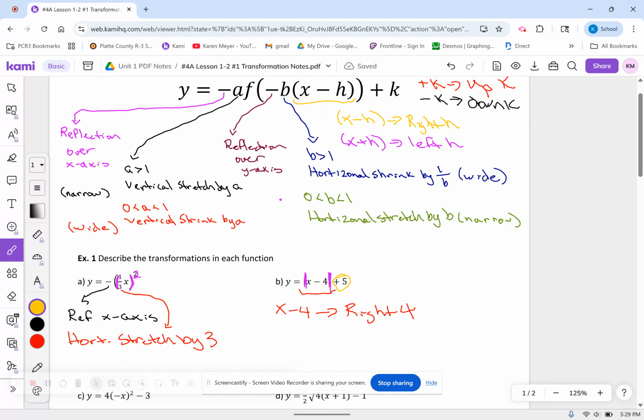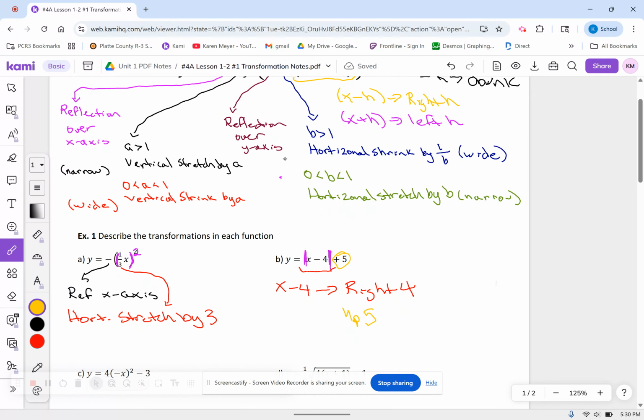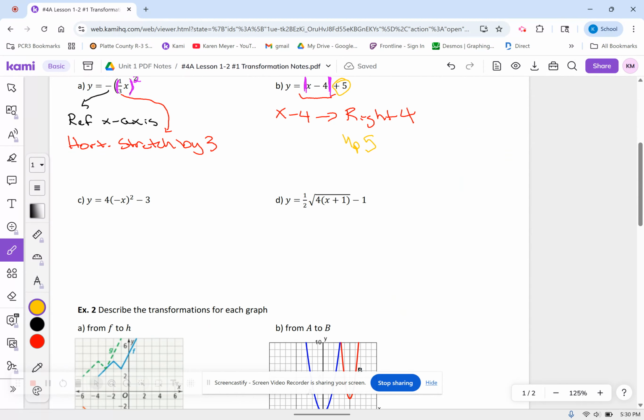And then I have this plus 5 at the end. Anything at the very end is your letter K. And remember, K is exactly how it looks. So if I have a plus K, then that means I'm going to go up K, which in our case would be up 5. So those are my 2 answers. Now, will they all only have 2 answers? No. Sometimes they'll have 2 answers, 3 answers, or 4 answers, or etc. Just because the first 2 only had 2, I didn't want you to think that was always the case.